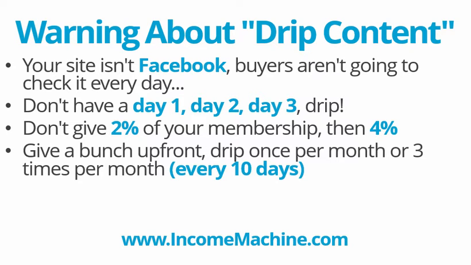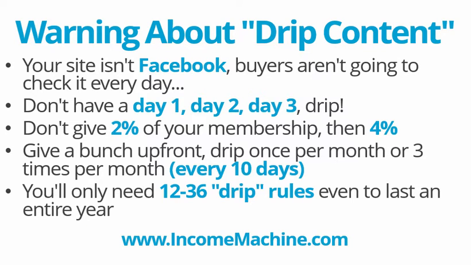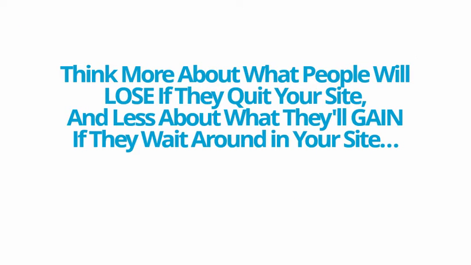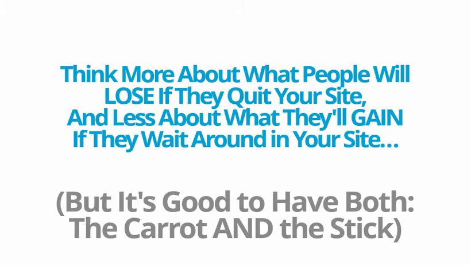So what you should do is give a bunch of things up front, and then dripping is still good because you can drip once a month or maybe even 3 times a month, which makes for every 10 days. But this makes it simple for you because this way you'll only need to set up maybe 10 or 12 or 30 drip rules, and that'll last you an entire year. Think more about what people will lose if they quit your site and less about what they'll gain if they wait around in your site.